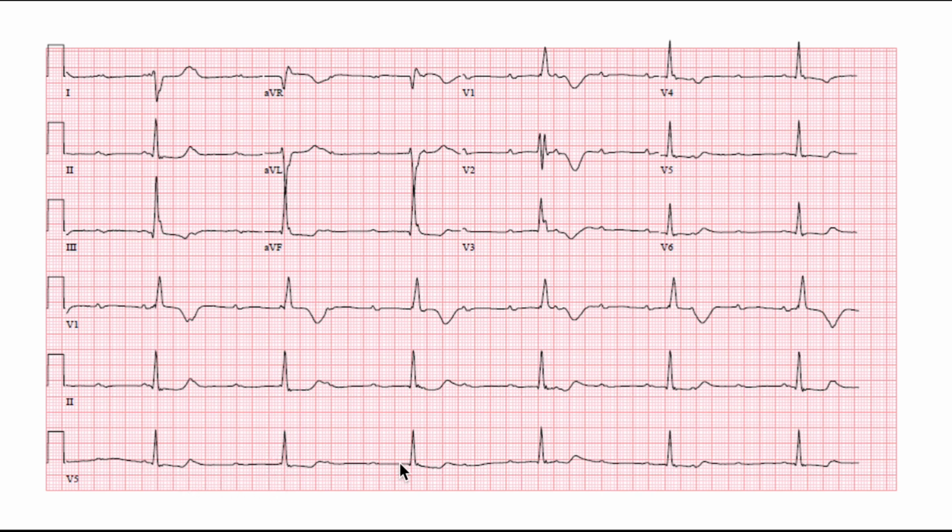Where's the P wave there? Where's the P wave? You can also tell that there are P waves without QRS complexes, such as right here. You can tell that they're kind of regularly spaced, but they're not triggering QRS complexes.